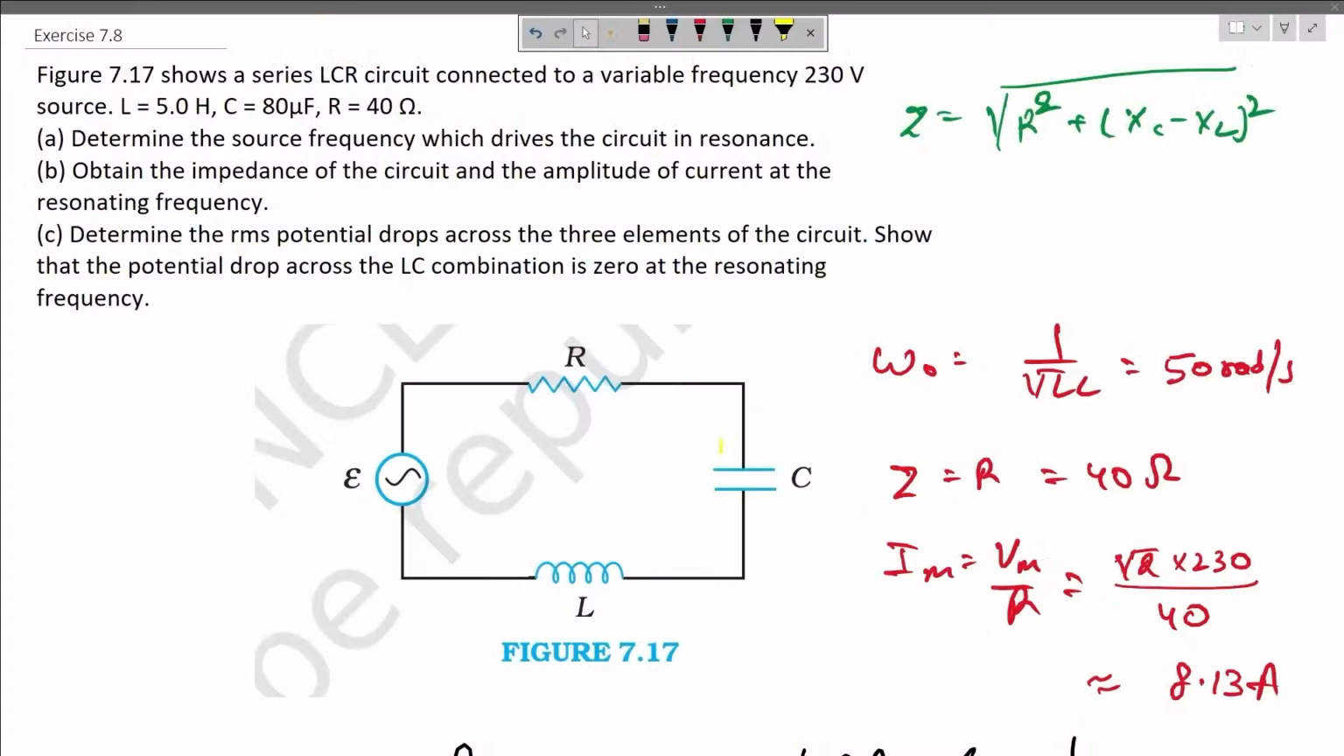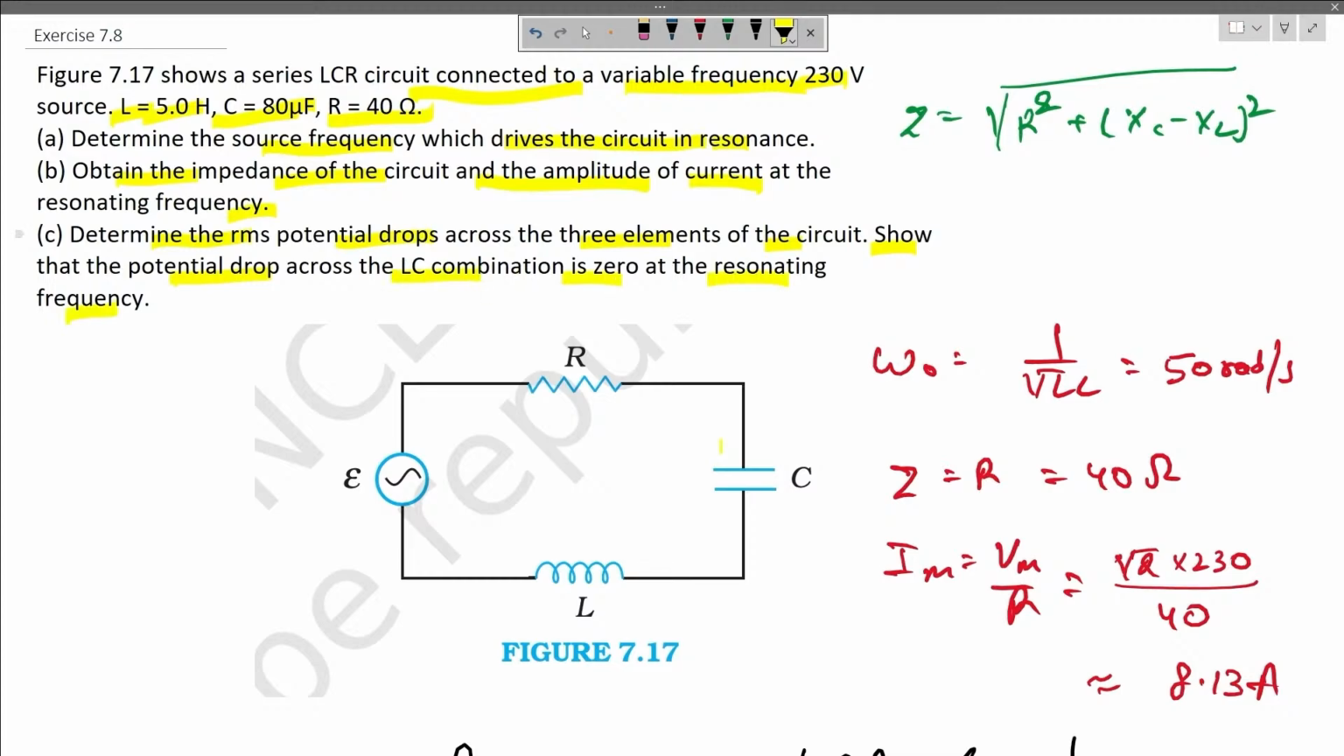The question says figure 7.17 shows a series LCR circuit connected to a variable frequency 230 volt source where inductance is 5 Henry, capacitance is 80 microfarad and resistance is 40 ohm. We have to determine the source frequency which drives the circuit in resonance, obtain the impedance of the circuit and the amplitude of the current at the resonant frequency, and determine the RMS potential drop across the three elements in the circuit. Show that the potential drop across the LC combination is 0 at the resonant frequency.